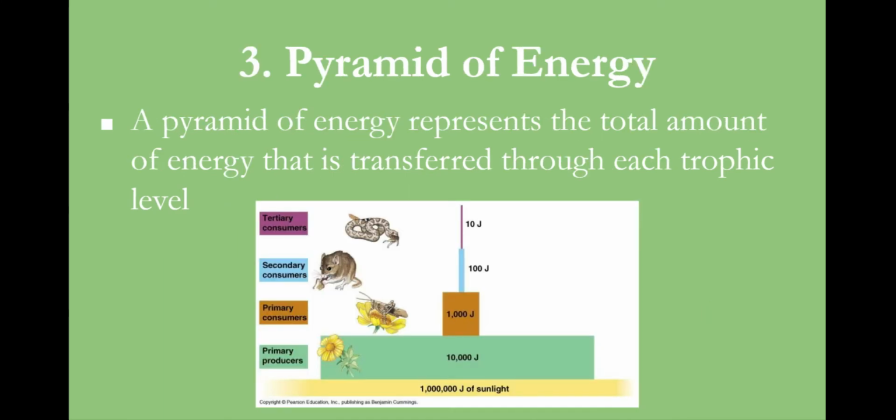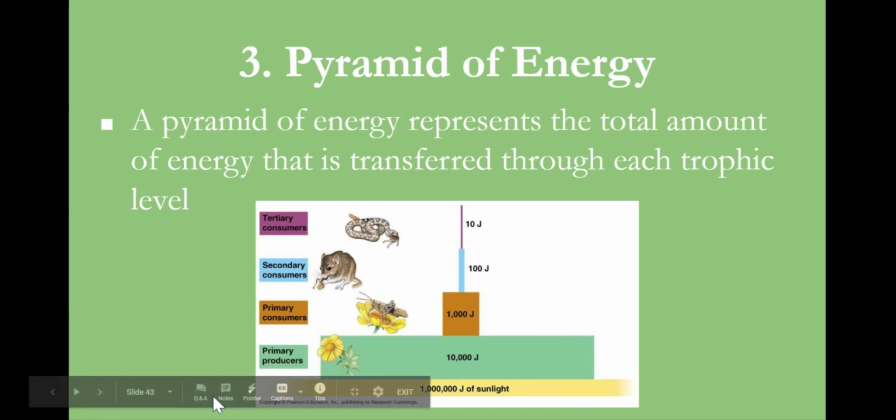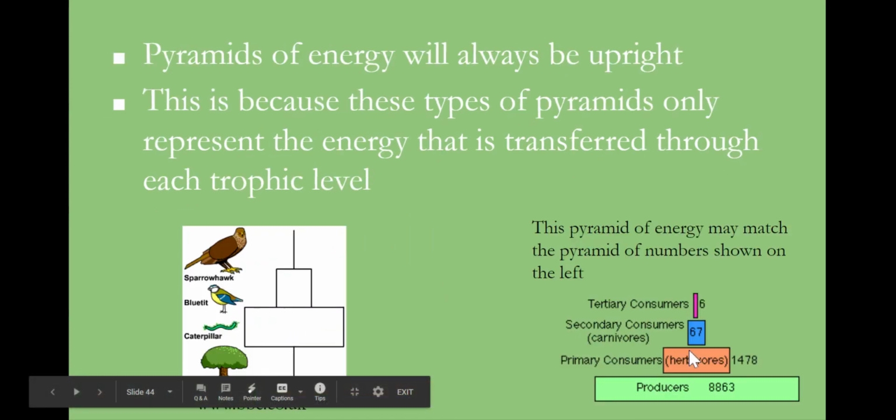Finally, our pyramid of energy. This is the total amount of energy that's transferred through each trophic level. So when we're looking at trophic levels, this is the 1st trophic level, 2nd trophic level, 3rd trophic level, 4th and 5th trophic levels. And then this is the type of organism that exists at each level.